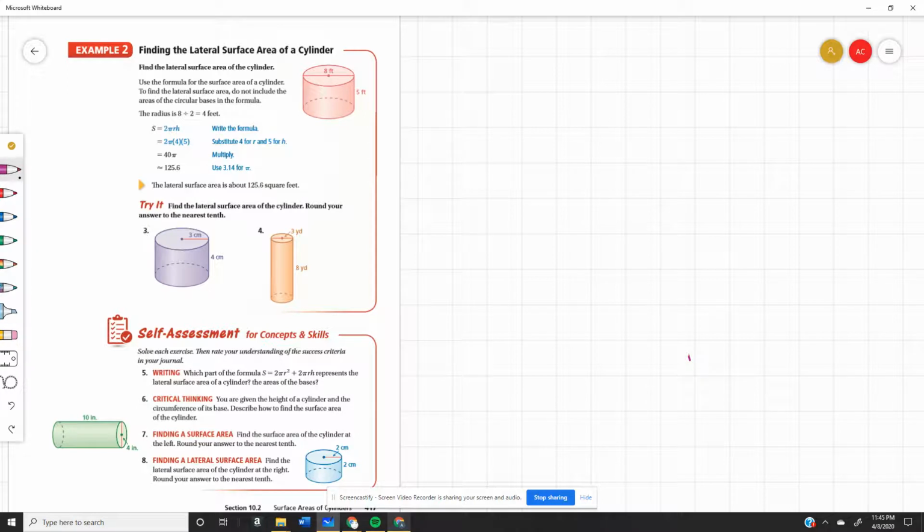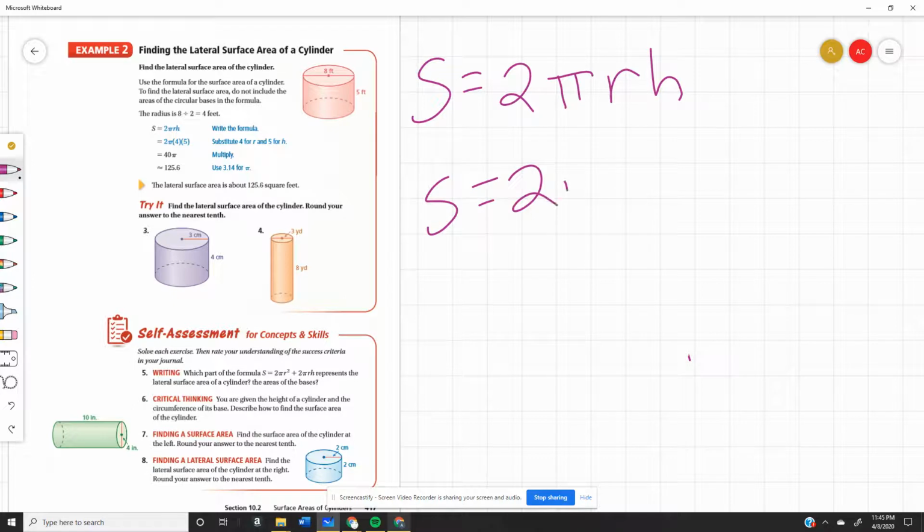All right, so we've got this circle. We've got surface area equals 2 pi radius height. So surface area equals 2 times pi. The radius here is 4 and the height is 5. They're like, wait, Miss Curly, the radius is 8. No. The diameter is 8.